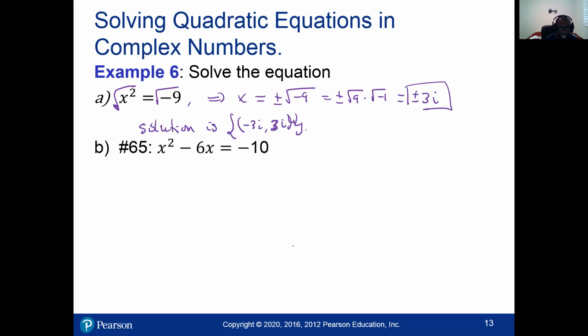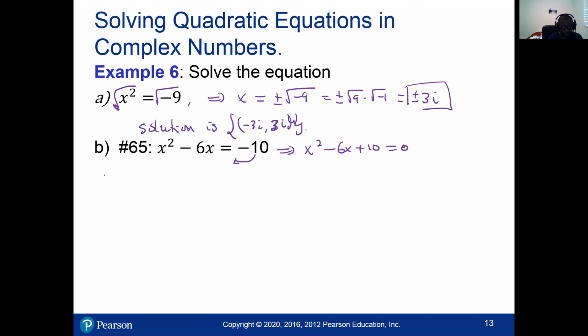Okay? And then we'll look at the second example, and that will be the last for this video. You have x squared minus 6x is equal to negative 10. Now, this is quadratic, so we need to move this to the other side. So this equation becomes x squared minus 6x plus 10 equal to 0. Now, if you want to, you can factor this. But here you have to use the quadratic formula.